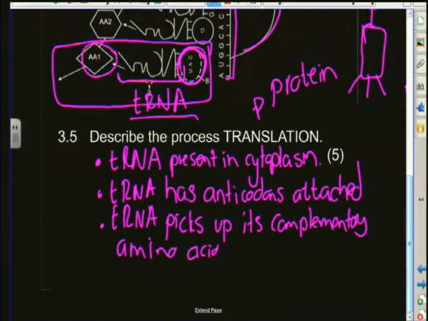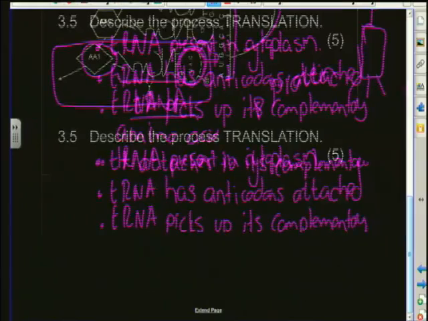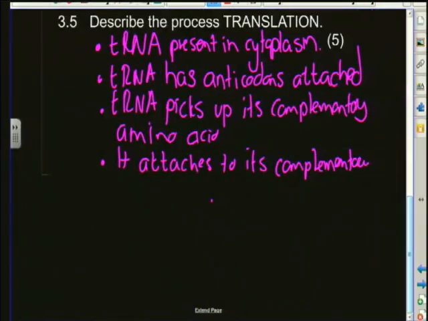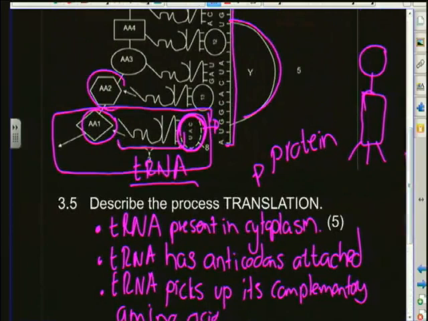What does it now do? Where does it go? It attaches to its complementary. Do you see I use that word often? That's very important in this because that's exactly what they are. It's the complementary codon on the mRNA. Okay? Now what do we know? Look, I've got an amino acid, amino acid, amino acid, amino acid.